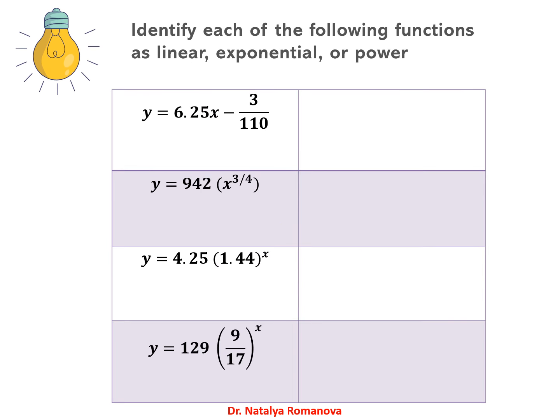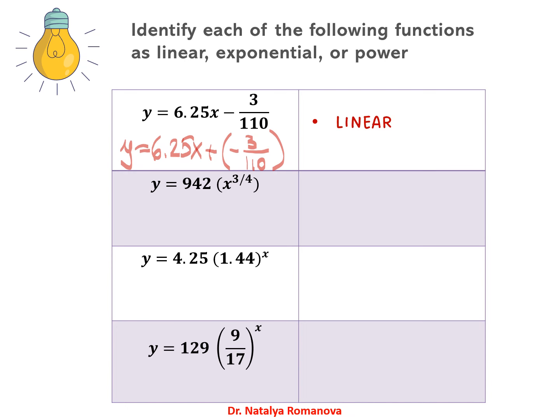This function we can write like y = 6.25x + (-3/10). It is the slope-intercept form of a linear function. So it is a linear function.